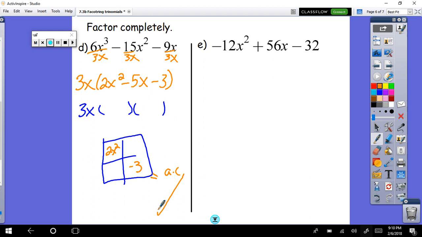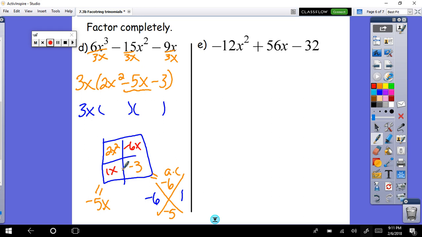A times c is going to be negative 6. 2 times negative 3, and then I want that to add up to negative 5, because that's what these diagonal has to add up to, because that's the middle term. So factors of negative 6 that add up to negative 5 is going to be negative 6 and 1. So negative 6x and 1x, it didn't matter where I put those, I could have reversed them.